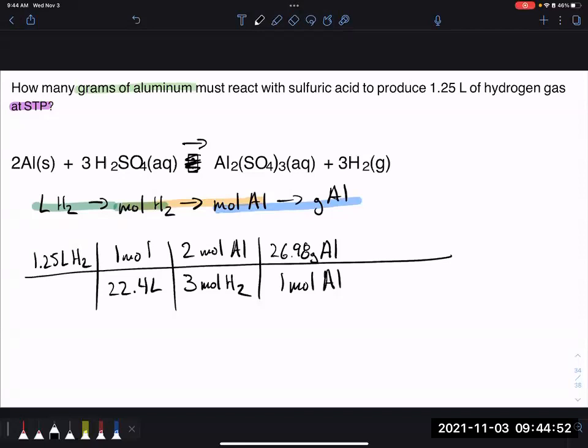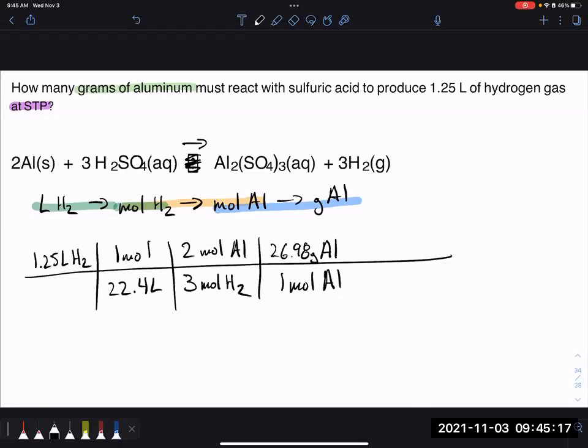And that does it, right? We've gone from liters of hydrogen to grams of aluminum. Now all we've got to do is the math. 1.25 times 2 times 26.98. So I'm going to multiply straight across the top, and then I'm going to divide by 22.4, divide by 3, divide by 1.